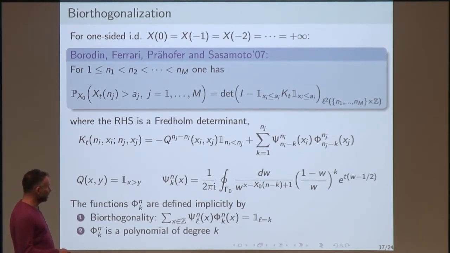But the important thing is the phi's. You don't know what the phi's are. The phi's are given to you implicitly. You're supposed to find phi's, which are biorthogonal to the psi's, and are polynomials of certain degrees. And then you get to do this. Now, I didn't write this thing very well. I should tell you what these psi's really are.